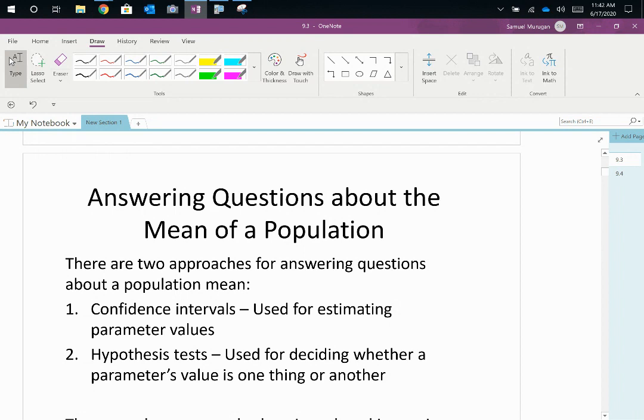There are two approaches for answering questions about a population mean. The first is the confidence interval, used for estimating parameter values. And the second, the one that we will do in chapter 9.4, is called hypothesis testing and is used for deciding whether a parameter's value is one thing or another.